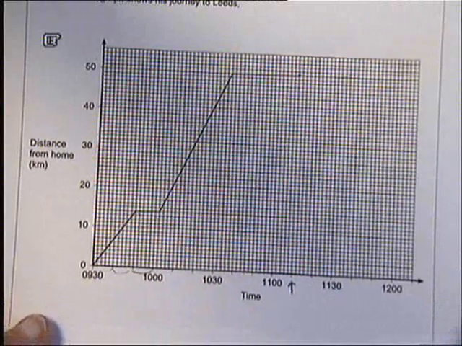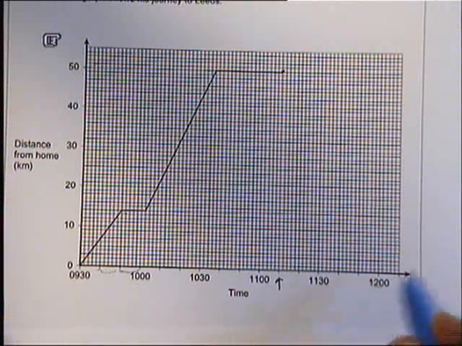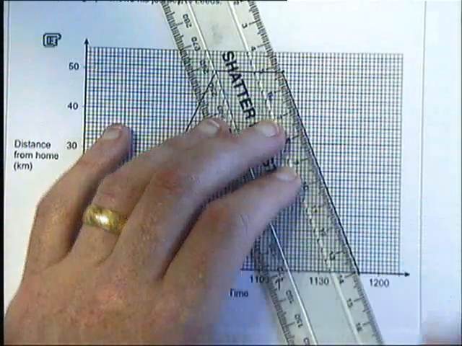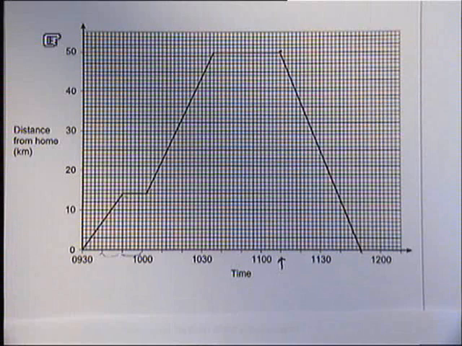And then it said after that, he drives back from Leeds and gets home at 11:50. Well, this is 11:40, this is 11:50. So I now need to join those up. And that's the travel graph complete for part C1.